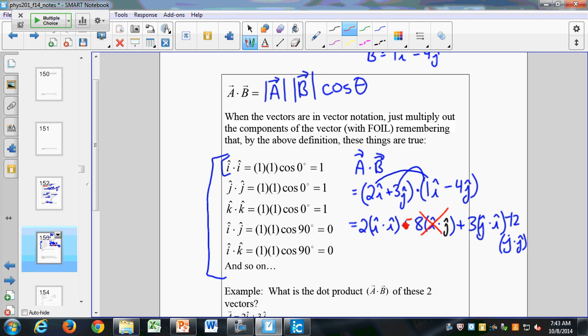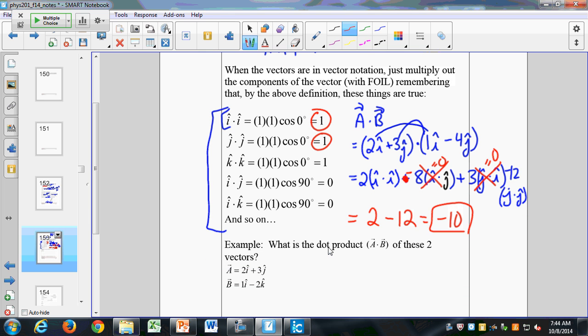Alright, so here I can get rid of some terms. I dot j and j dot i go away because these dot products both equal 0. And it simplifies just to 2 times i dot i, which is just equal to 1, minus 12 times j dot j, which is just equal to 1. So that's equal to negative 10. And that would be the answer for the dot product.